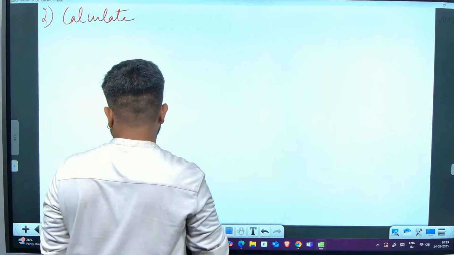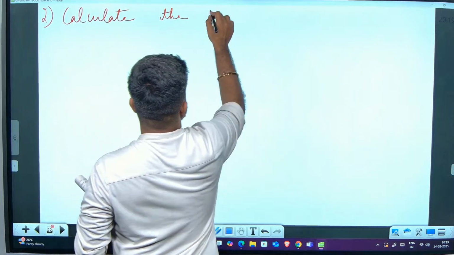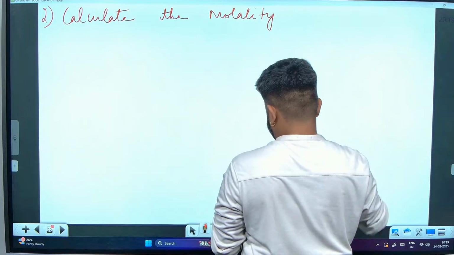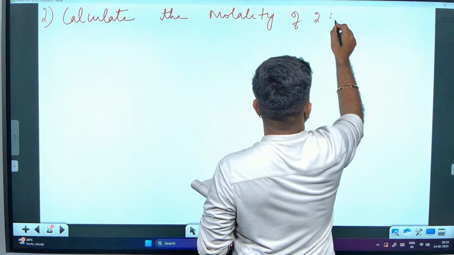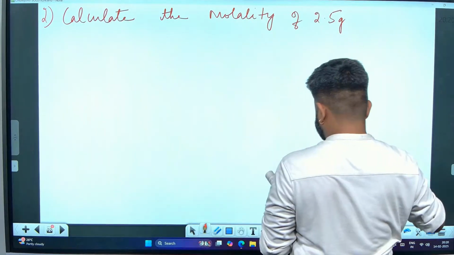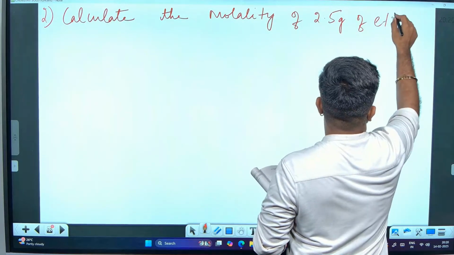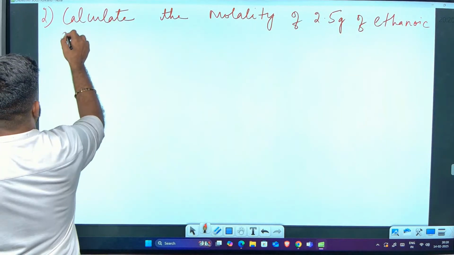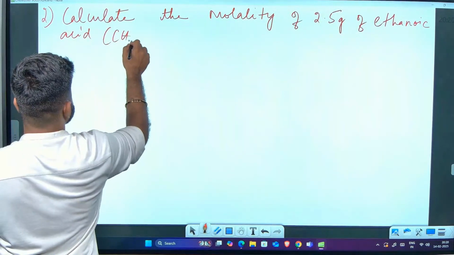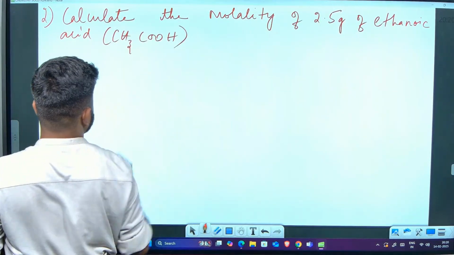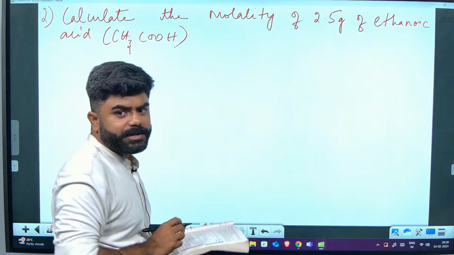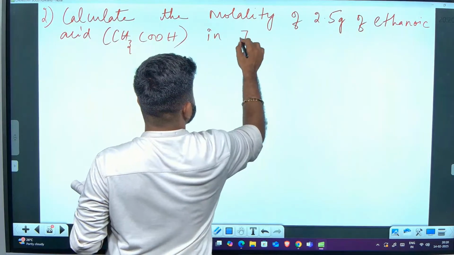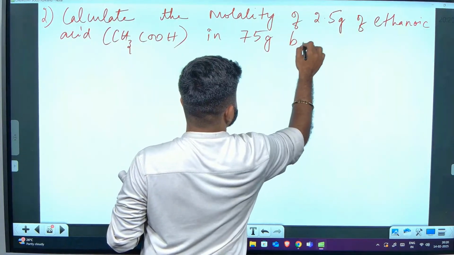Note down, I'll dictate the next question. Calculate the molality of 2.5 grams of ethanoic acid, which is CH3COOH, that is your ethanoic acid, common name acetic acid, in 75 gram benzene.